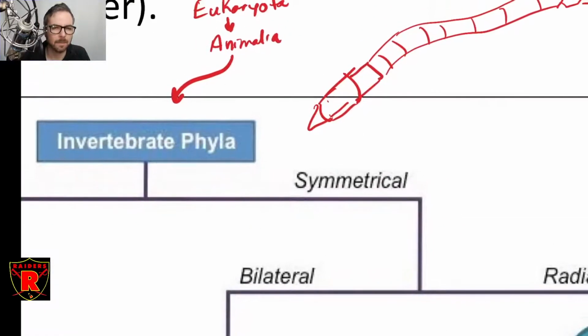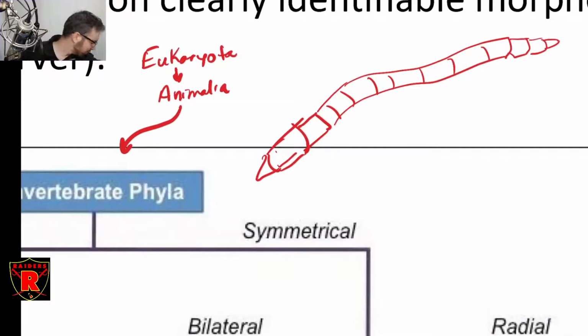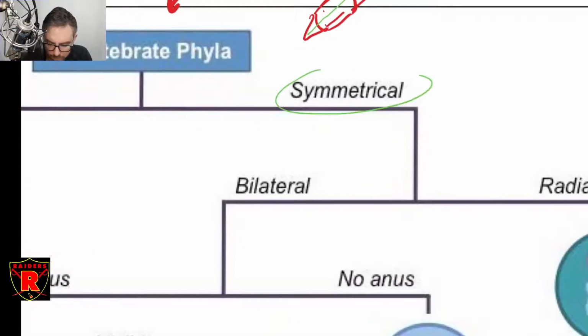So if there are two sides, if you could basically split this organism up, can you split it into sections that are the same? And if you look at something like a porifera, which is a sea sponge, no, you cannot. There's no way to split this up into symmetrical pieces. If you look at this, there is a way to split it up, which is that you can draw a line right down the center of it, and it's symmetrical on each side. So this is, in fact, a symmetrical organism. So you're going to go this way in the dichotomous key.